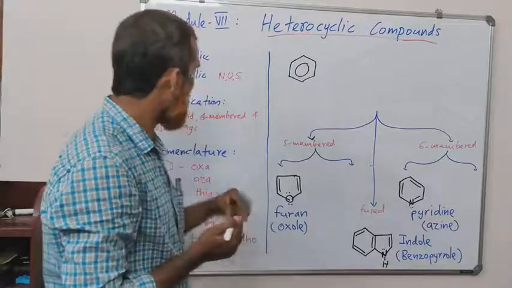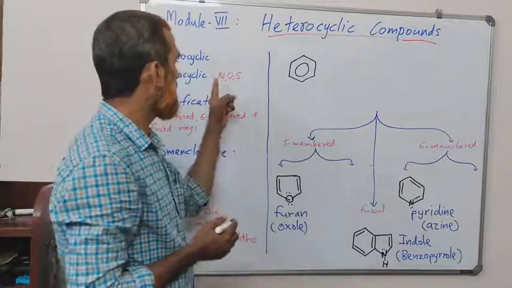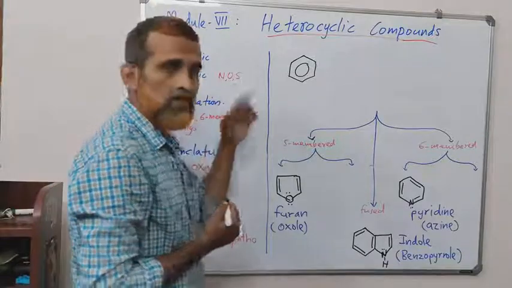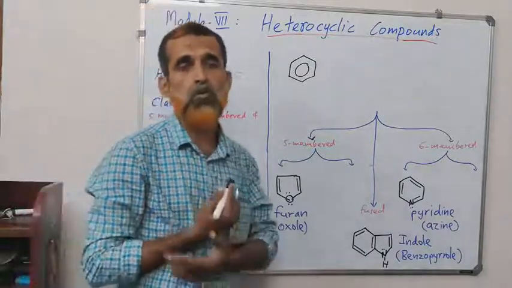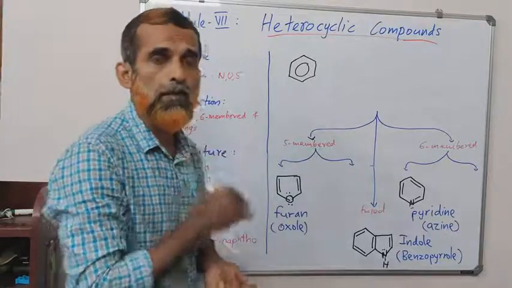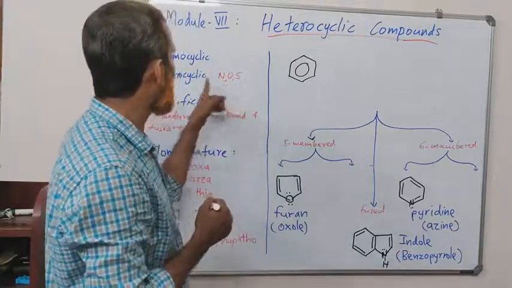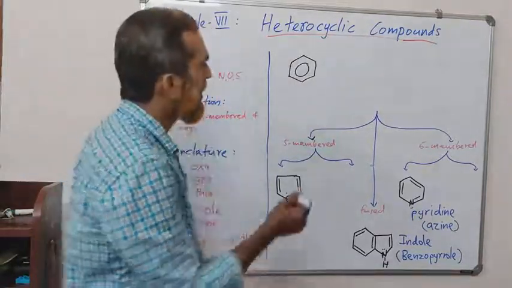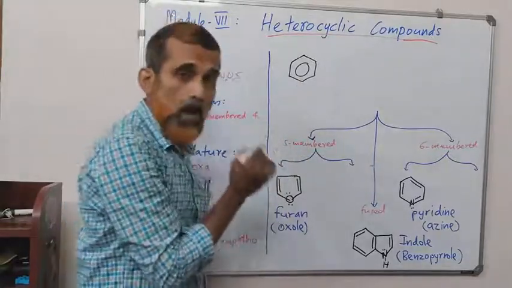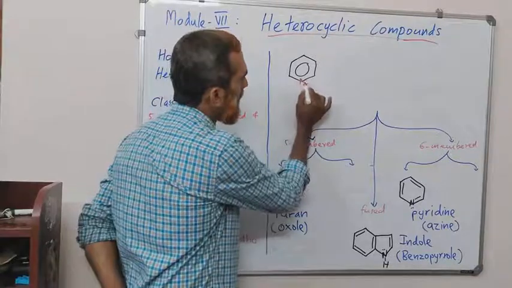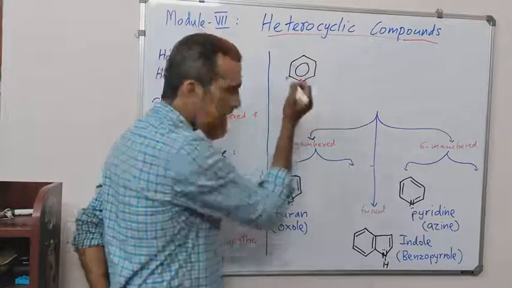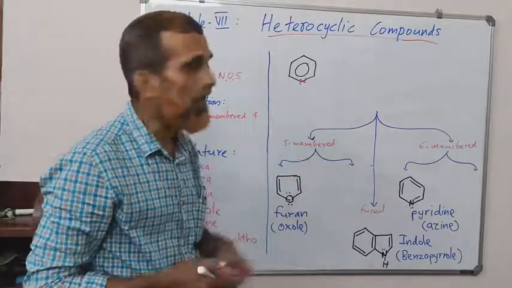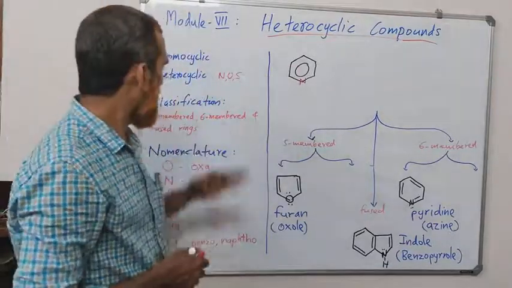But at times heteroatoms come in. What is a heteroatom? Atoms other than carbon: nitrogen, oxygen, sulfur, phosphorus, arsenic, boron. These elements can come in the ring, as part of the ring. Then it is called heterocyclic. So a cyclic compound which contains atoms other than carbon in the ring. For example, instead of carbon, if I put nitrogen here, what is this compound? This is called pyridine, which is a heterocyclic compound. Now we'll go to more examples.